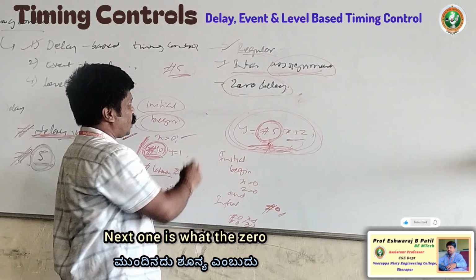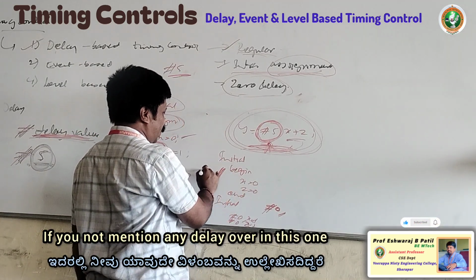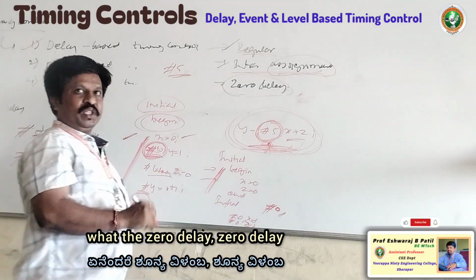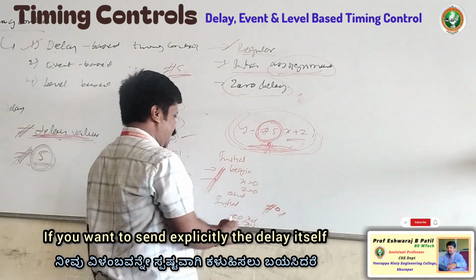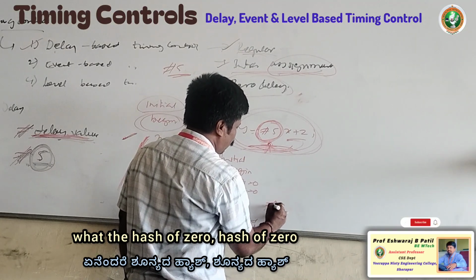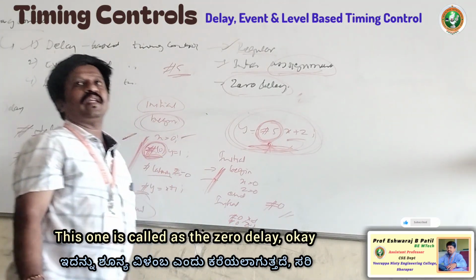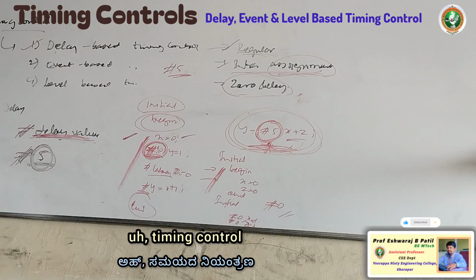Next is the zero delay. If you do not mention any delay in these two, then it is the zero delay. If you want to mention it explicitly, you can also mention the zero delay as hash of zero. This one is called the zero delay. Okay, this is all about the delay based timing control.